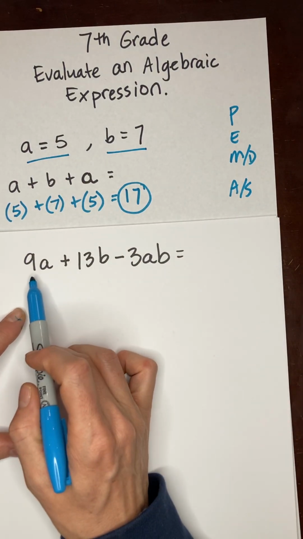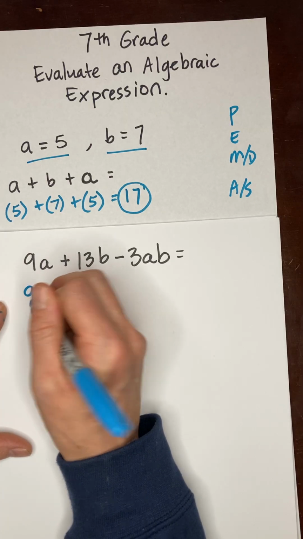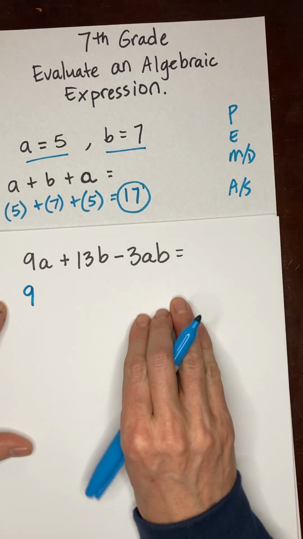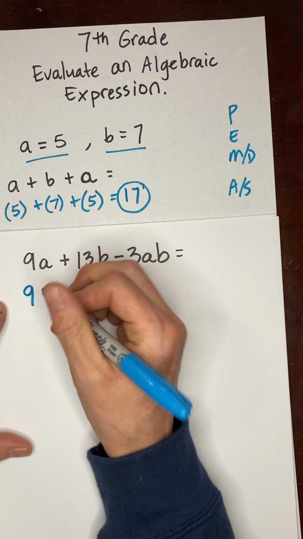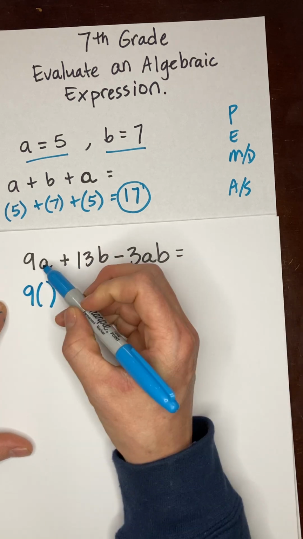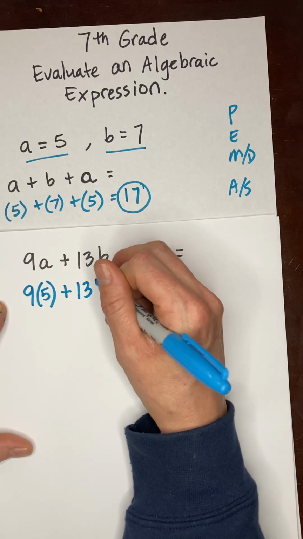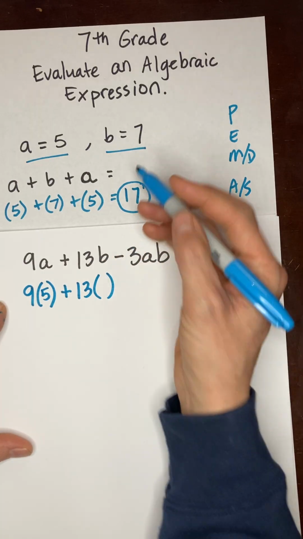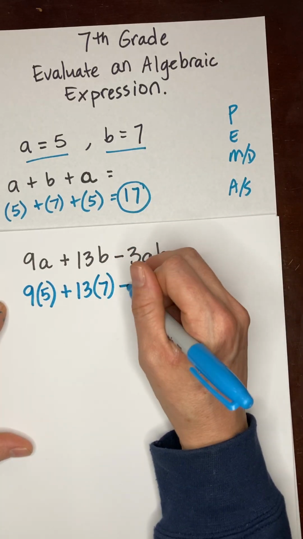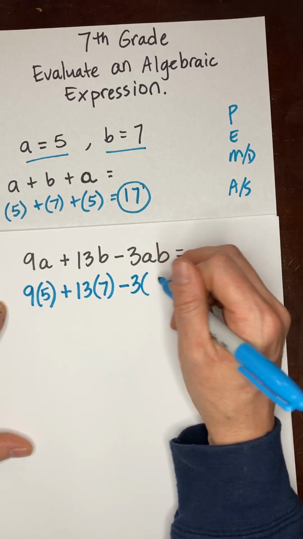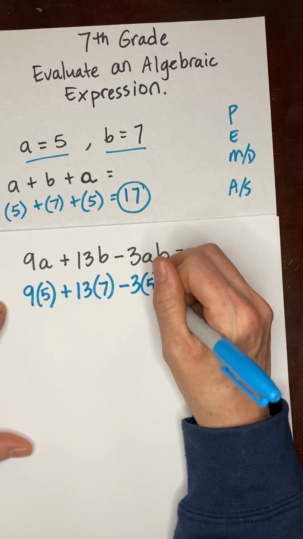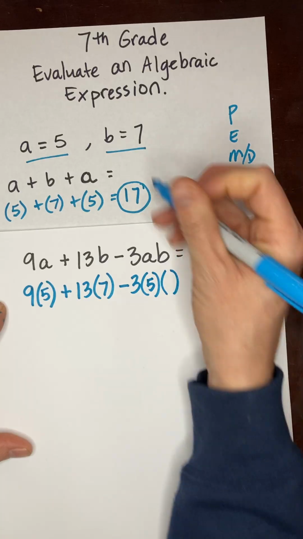All right, let's do another example with our same A and B values that we had before. Okay, so I have 9. I'm going to copy down my expression exactly as it is, but every time I see a variable, I'm going to put parentheses like this. A is 5 plus 13. My B, I'm going to replace with a parenthesis. B is 7 minus 3. Instead of A, I put a parenthesis. A is 5. Instead of B, I put a parenthesis. B is 7.